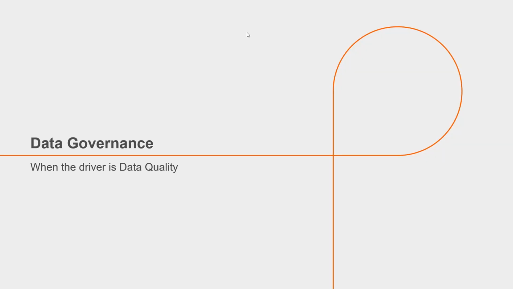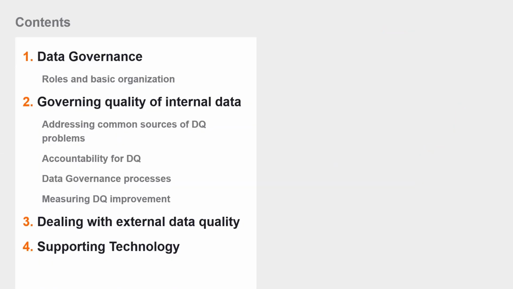So this is the structure of today's talk about data governance when the driver is data quality. We will start by talking about the main roles and teams in a data governance program. Then we will look at governing quality of data that is created internally. We'll look at addressing common sources of problems, how to obtain accountability for data quality, what are the main data governance processes, and then how to measure data quality improvement. Then we will turn to external data because it's becoming increasingly important in your data landscape. And finally, we will briefly review the technology that can support a data governance program that is focused on data quality.